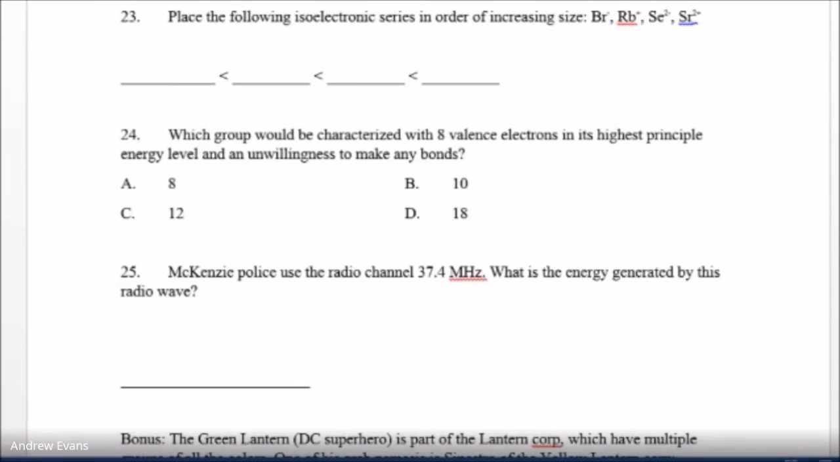Two questions. What group would be characterized with 8 valence electrons in its highest principal energy level, and an unwillingness to make any bonds? What group number? Instead of the A's, I'm using the standard group number. And that is actually group 18. Though I probably should have accepted 8A, the correct answer I was going for is group 18, which is the noble gas group.